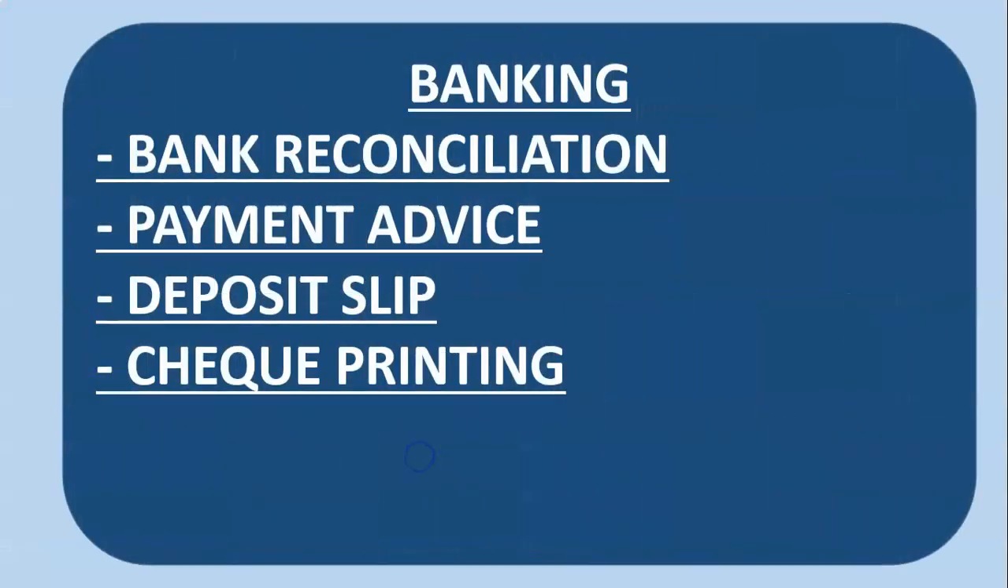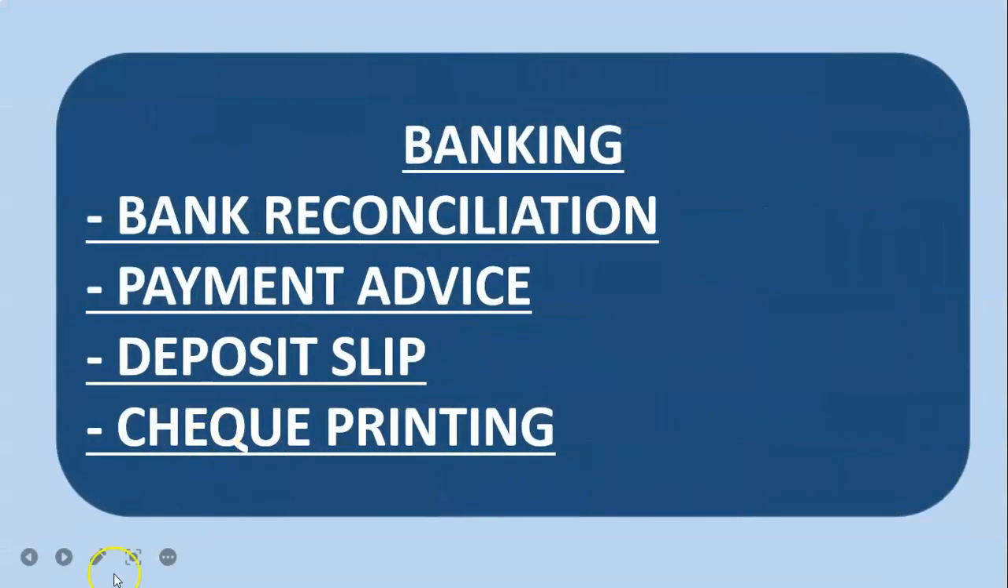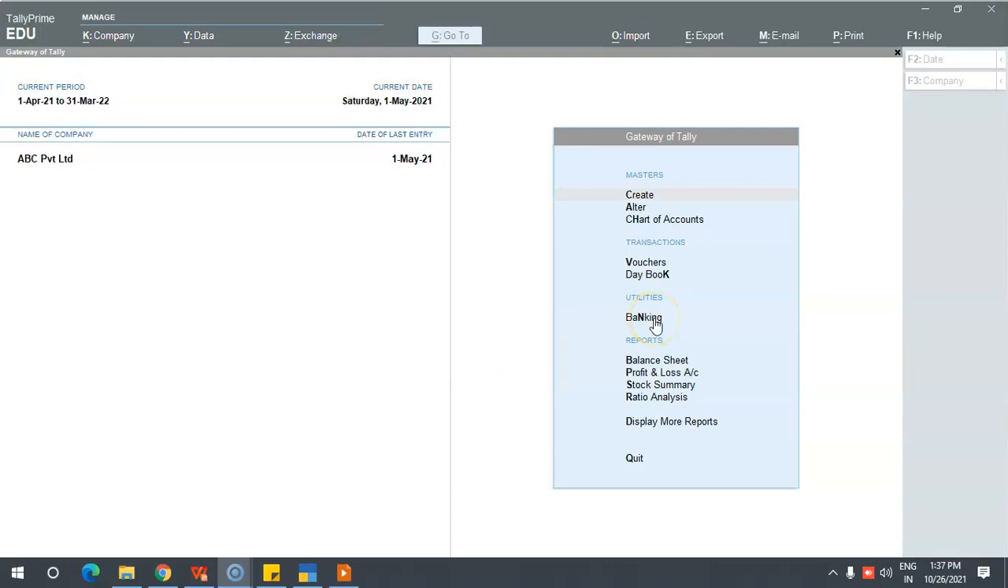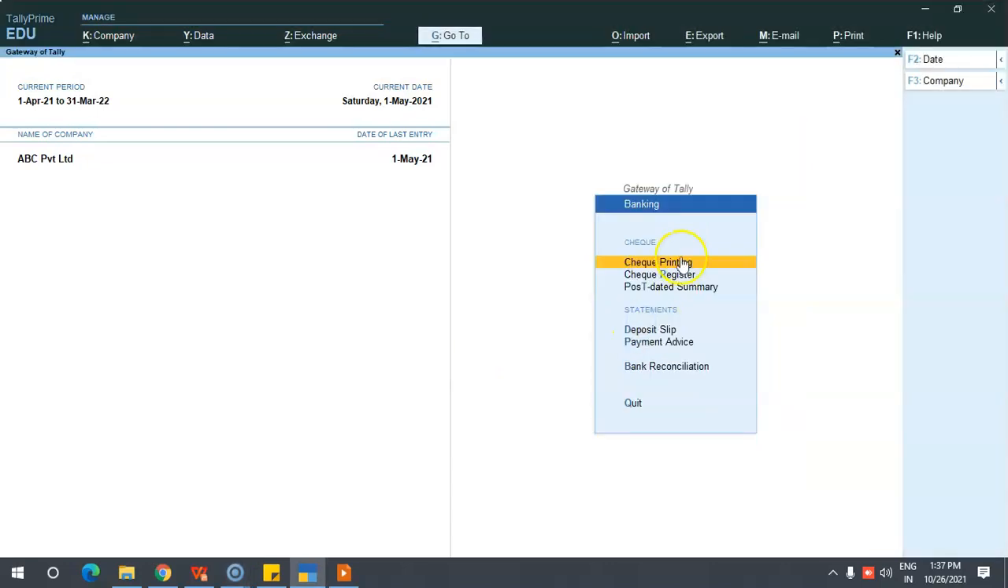So under the banking option, we have seen bank reconciliation, payment advice and deposit slip. Next topic we are moving on to is check printing. You can find the check printing option in banking under utilities, check printing.